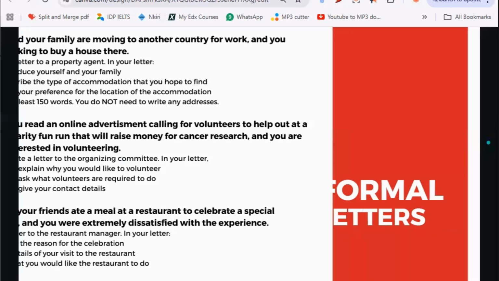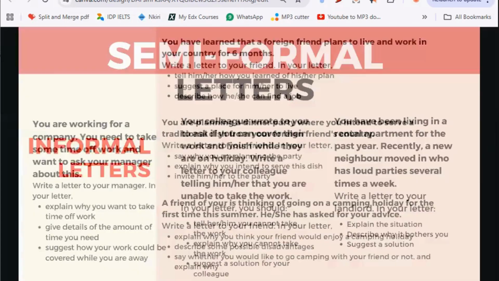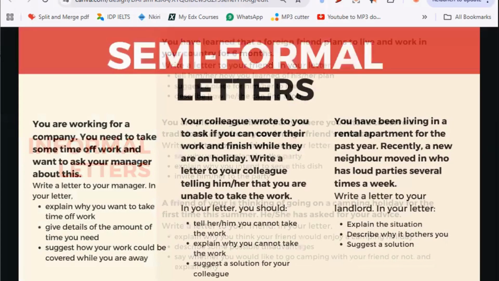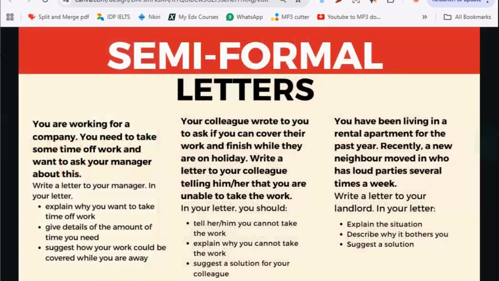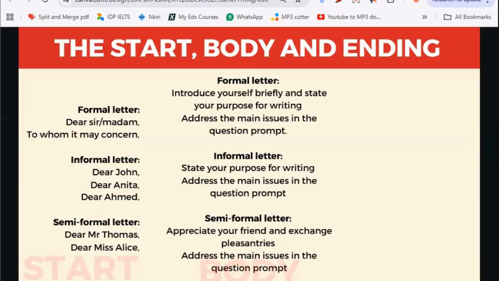Okay? So our letter starts with dear sir / madam, and then you clearly introduce yourself, or you state the purpose, or you do both. And then after that, you now address the main issues. So you address the issue in bullet 1, you address the issue in bullet 2, you address the issue in bullet 3. That's what we mean by address the main issues.